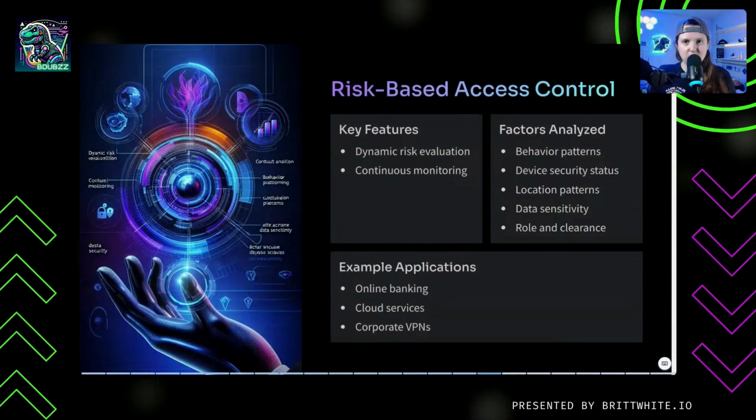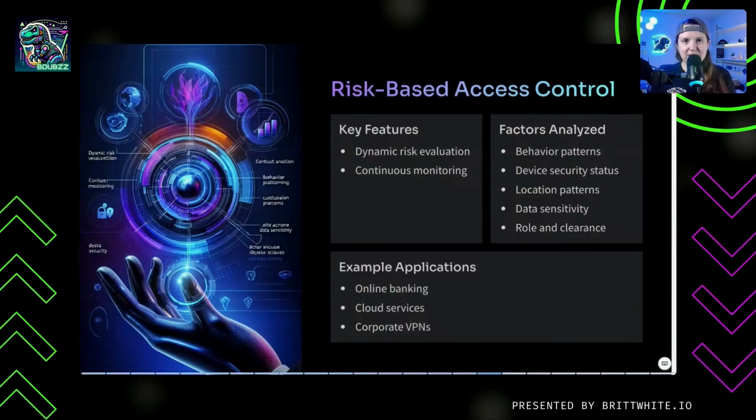The system also weighs the sensitivity of the data you're accessing and considers your role and security clearance level. When risk levels increase, the system requires additional verification. For example, logging in from a new country at 3 a.m. would trigger multi-factor authentication. Unlike context-based access control with its fixed rules, risk-based access control calculates dynamic risk scores that adapt security requirements in real time.